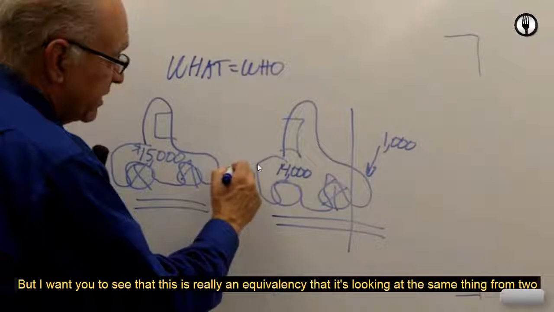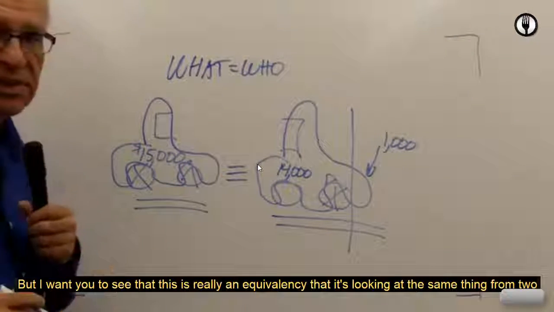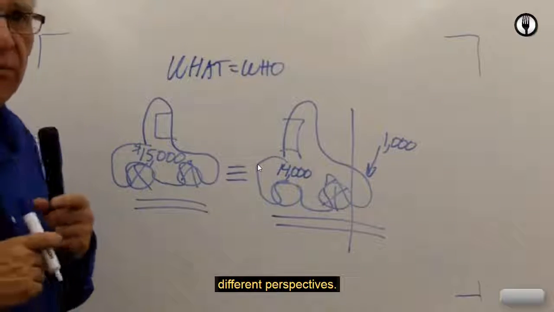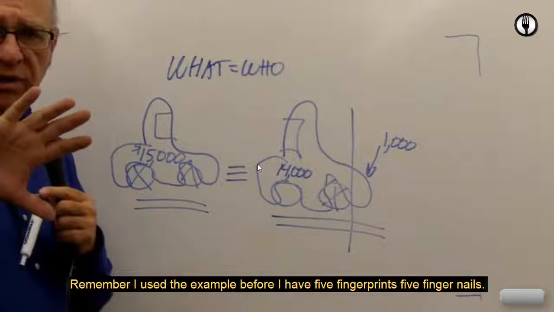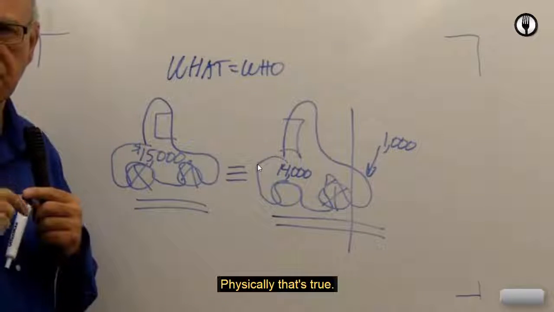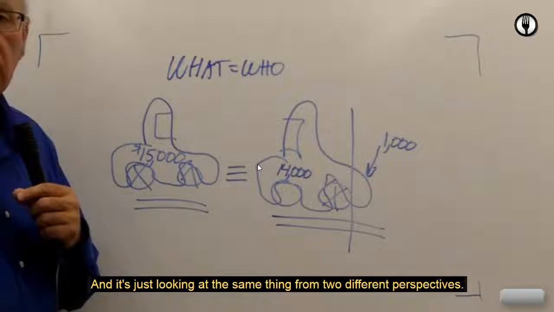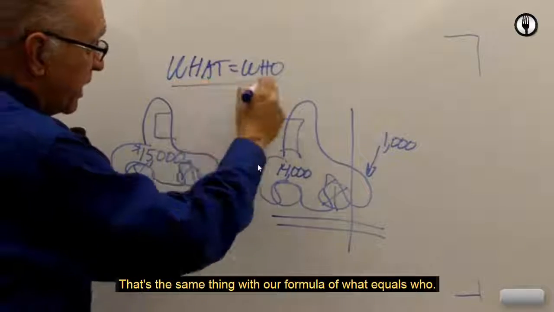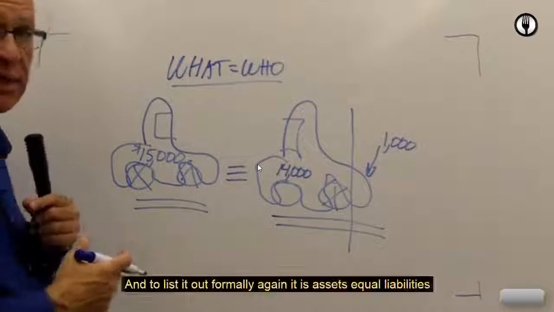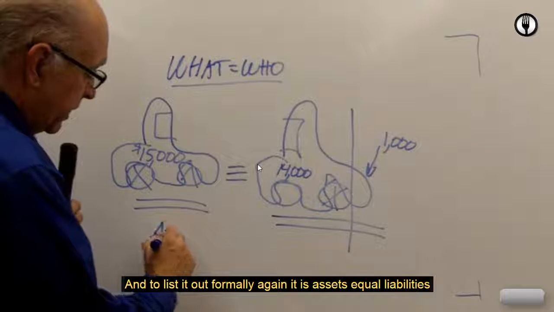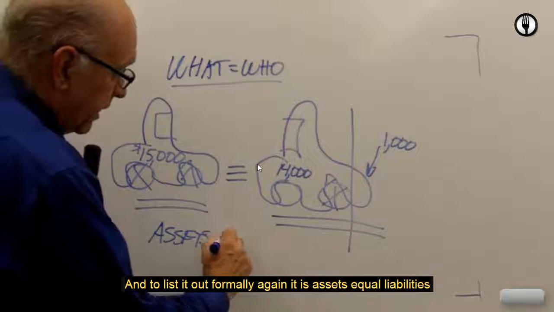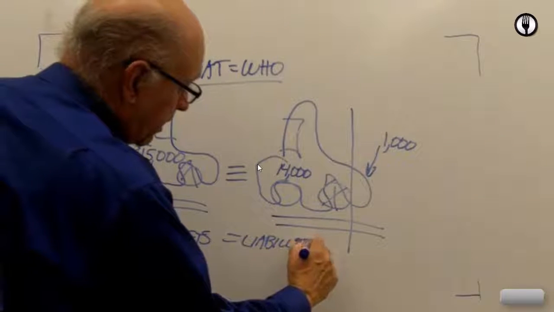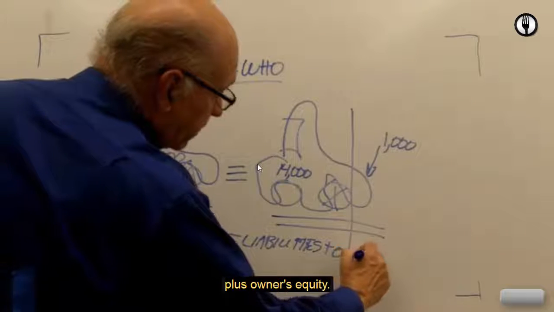But I want you to see that this is really an equivalency, that it's looking at the same thing from two different perspectives. Remember I used the example before, I have 5 fingerprints, 5 fingernails. Physically that's true, and it's just looking at the same thing from two different perspectives. That's the same thing with our formula of what equals who. And to list it out formally again, it is assets equal liabilities plus owner's equity.